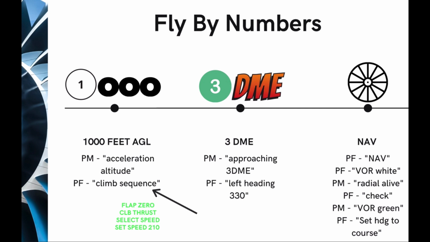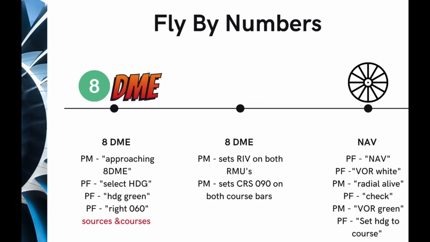The reason we do that, we don't want our heading bug still sitting on heading 330 and our course bar now on 354, that heading bug is useless to us. Although the heading mode is not engaged at this stage, we still want that bug on top of our course. It's good flight deck management and good flight deck etiquette. The next call from the pilot monitoring is approaching 8 DME.